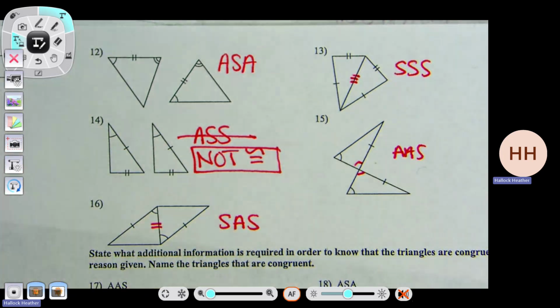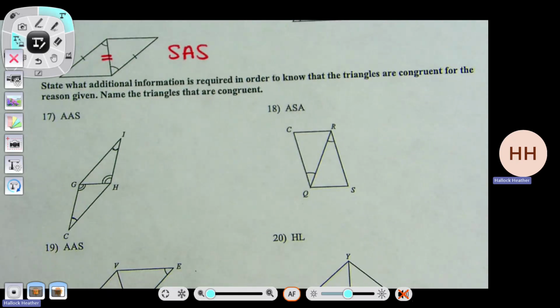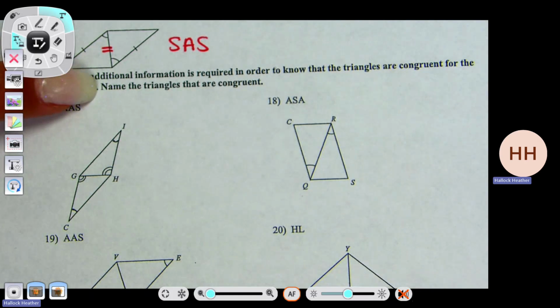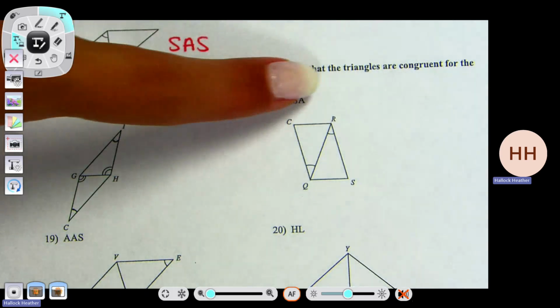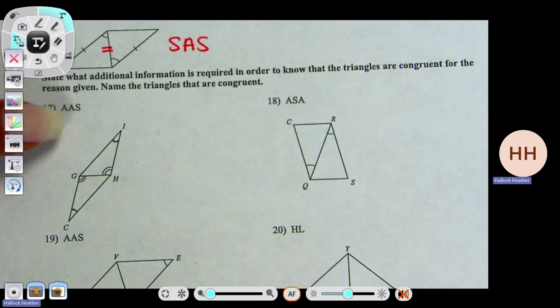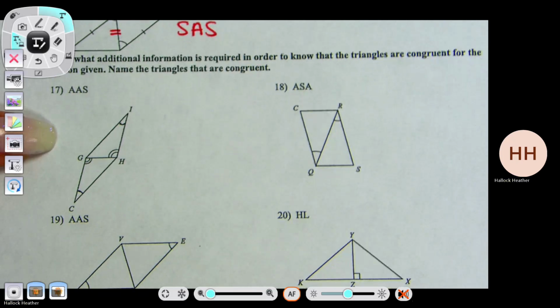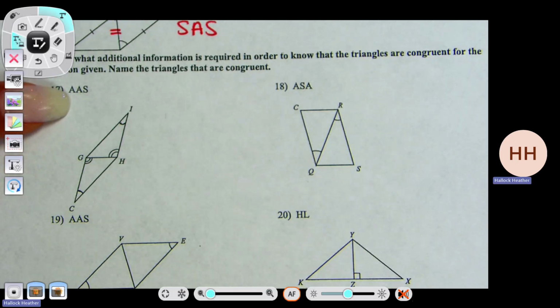So the next section below, 1 through 16 should be done. If not, you can have some time in a little bit to do that. But 17, 18, 19, 20, they give us the theorem. It says state what additional information is needed in the picture in order to know that the triangles are congruent for the given reason. So we have the reason. 17 says I'm using angle, side. What piece of information, what tick mark do I need to add?